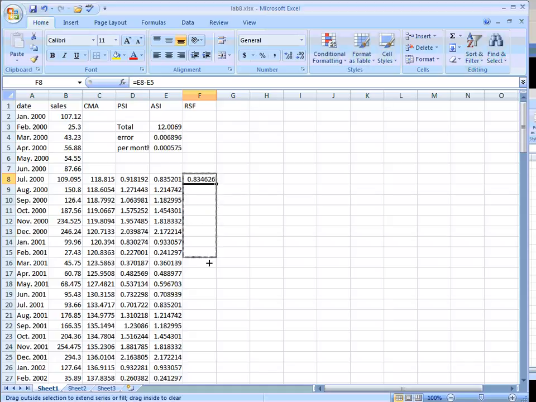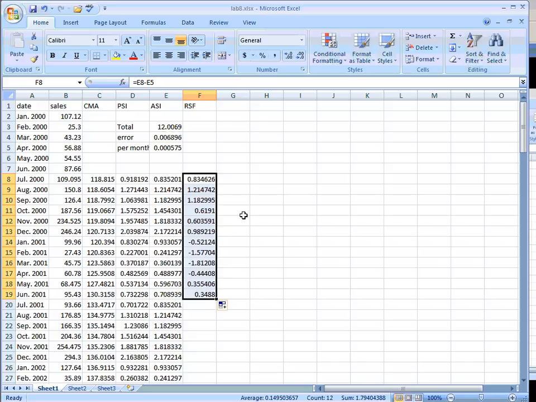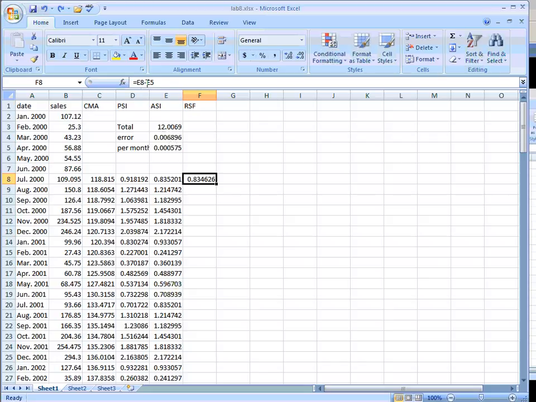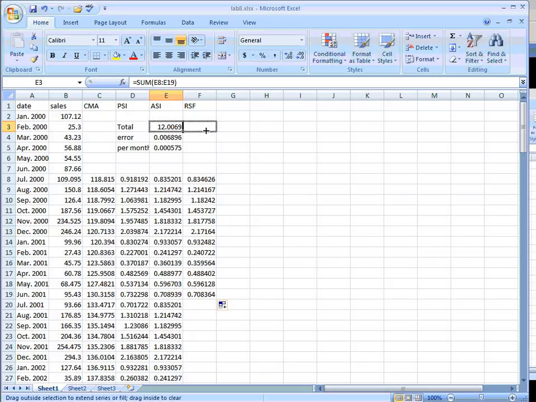Take this, copy it down. Whoops, Control Z. Forgot to make the E5 a fixed reference. Now copy and paste that down. Let's check to make sure we've done it correctly. Copy this over. The sum is now 12.